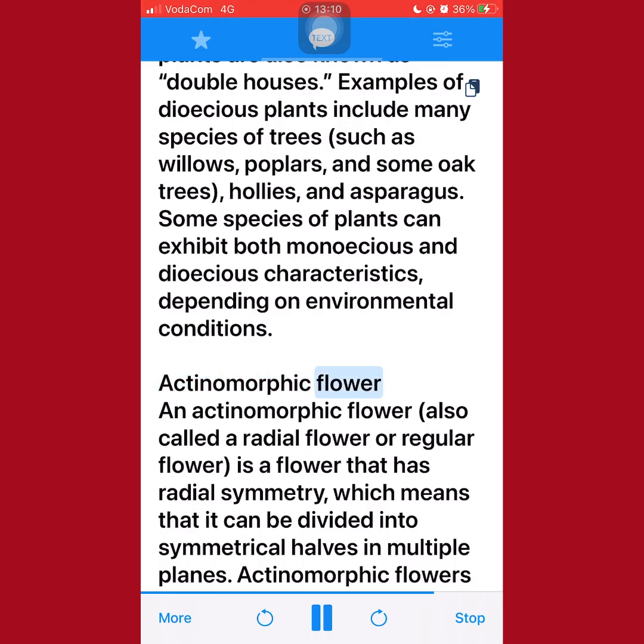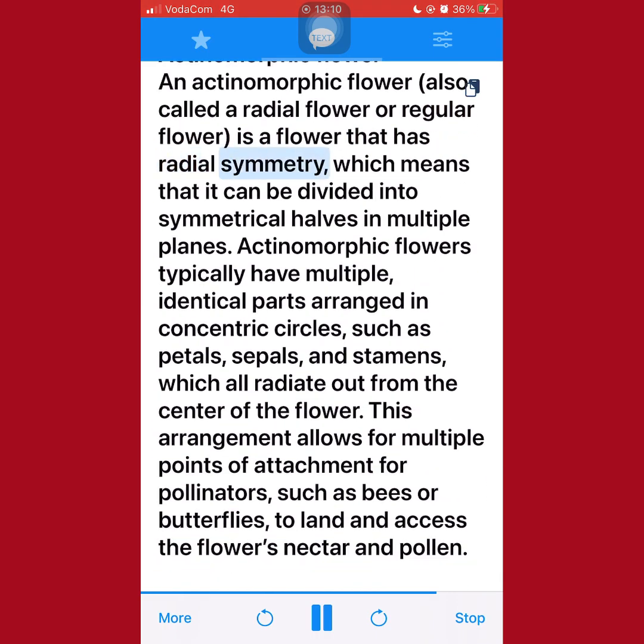Actinomorphic flower. An actinomorphic flower, also called a radial flower or regular flower, is a flower that has radial symmetry, which means that it can be divided into symmetrical halves in multiple planes. Actinomorphic flowers typically have multiple, identical parts arranged in concentric circles, such as petals, sepals, and stamens, which all radiate out from the center of the flower.